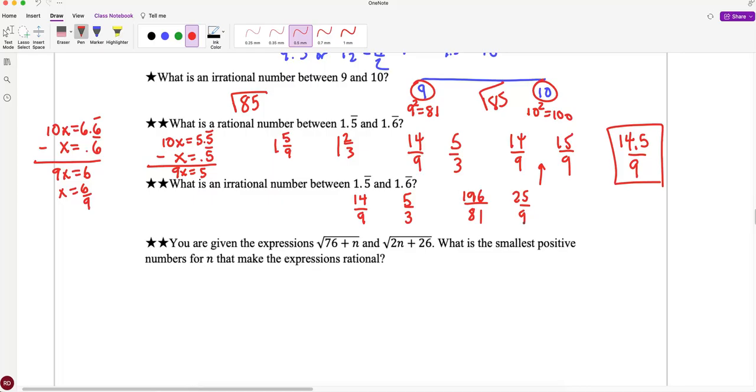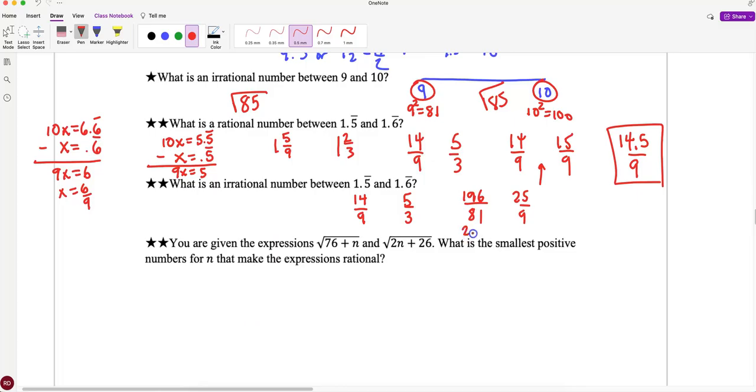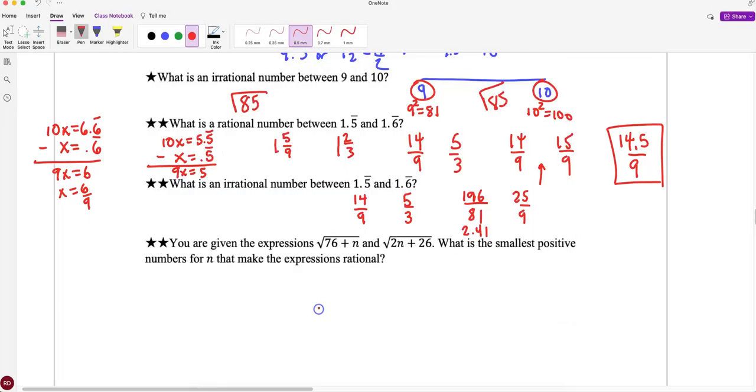Okay, so 196 over 81. So 196 divided by 81 is about 2.41. And 25 over 9, so 25 divided by 9, is about 2.7, something like that. So I just need to take the square root of a number in between there, okay? So I could just say the square root of 2.6. I know that's going to be an irrational number because I know that this is a perfect square and this is a perfect square. You can take the square root of those. Okay.